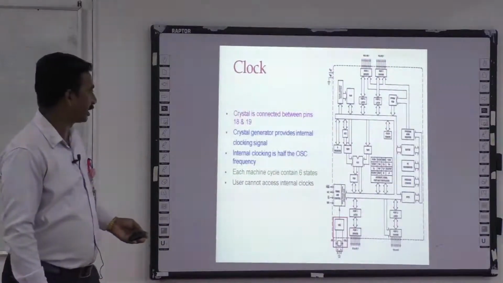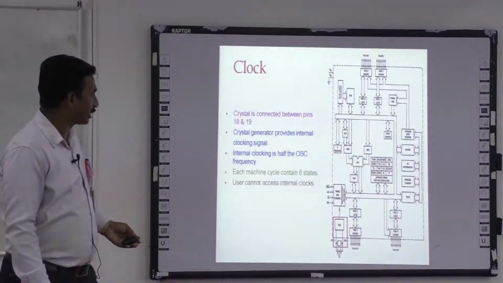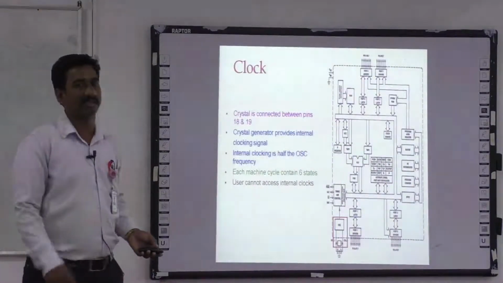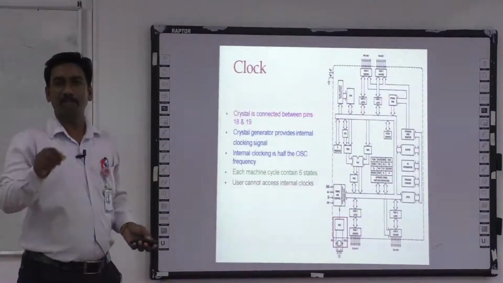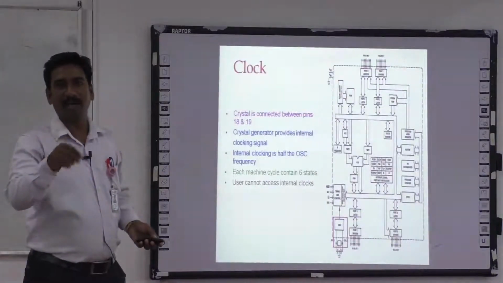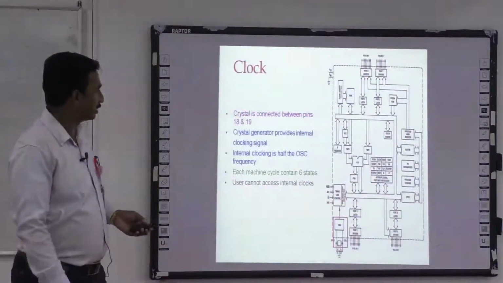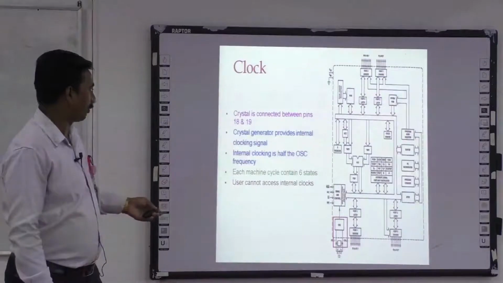Here we can see the machine cycle contains 6 states. And the user cannot access the internal clocks. Yes, we cannot access. We can fabricate in the instrument as hardware, and we can create the frequency as a fraction of the oscillator frequency.